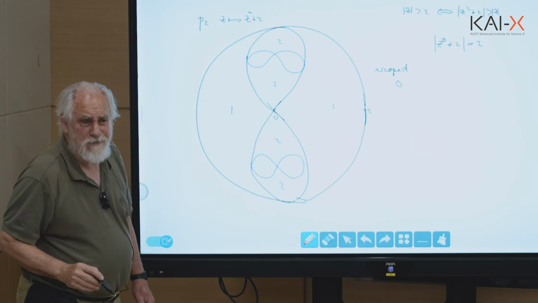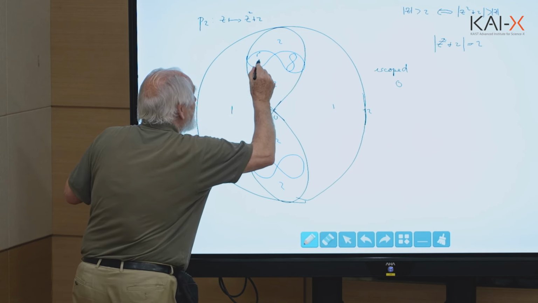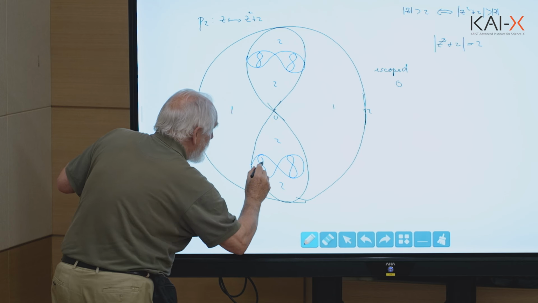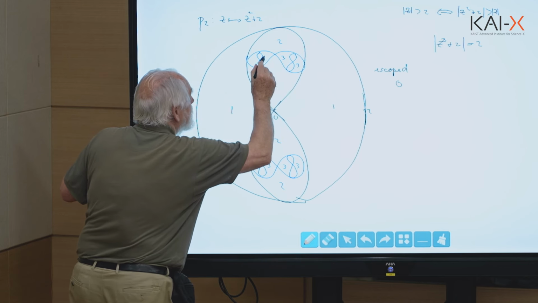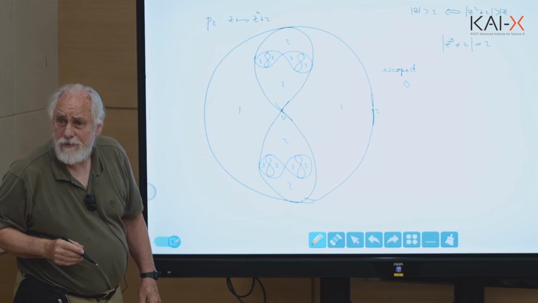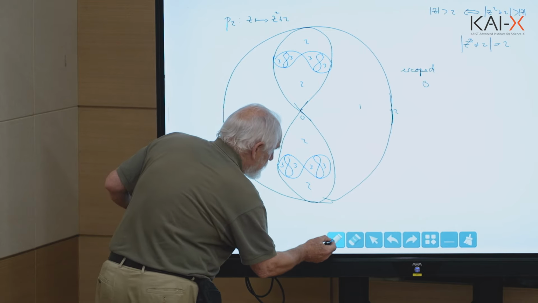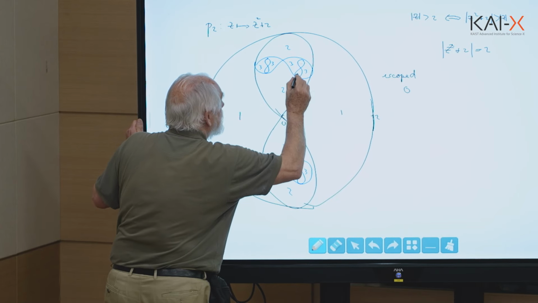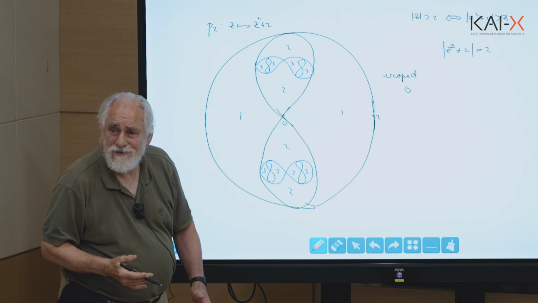And now where are the points that escape in 3 moves? Well, you see two more figure 8s, and here are the ones that escape in 3 moves. And in the final analysis, the points that do not escape, i.e. k sub minus 2, are some dust infinitely deep in all the figure 8s.